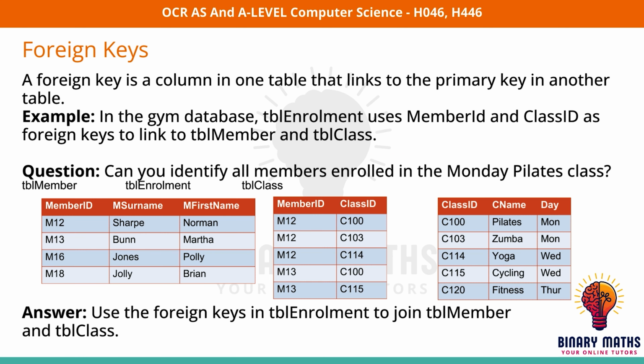Now let's talk about foreign keys. A foreign key is a column in one table that links to the primary key in another table. In our gym database, the enrollment table uses member ID and class ID as foreign keys to link to the member table and class table. For example, if we want to find all members enrolled in the Monday Pilates class, we can use these foreign keys to join the tables and retrieve the data.